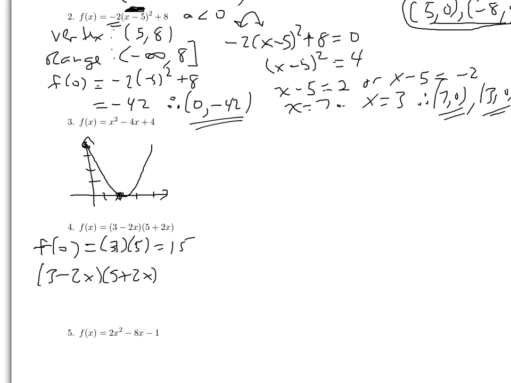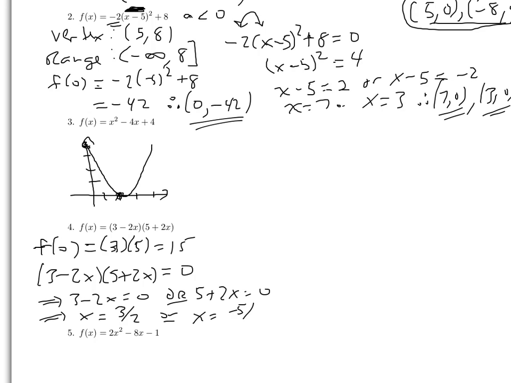The formula for the function is the formula for y-coordinates, and I want the y-coordinate to be equal to 0. And so because this is factored, that means that one of the two factors has to be 0, which means that x is either 3/2 or x is negative 5/2.